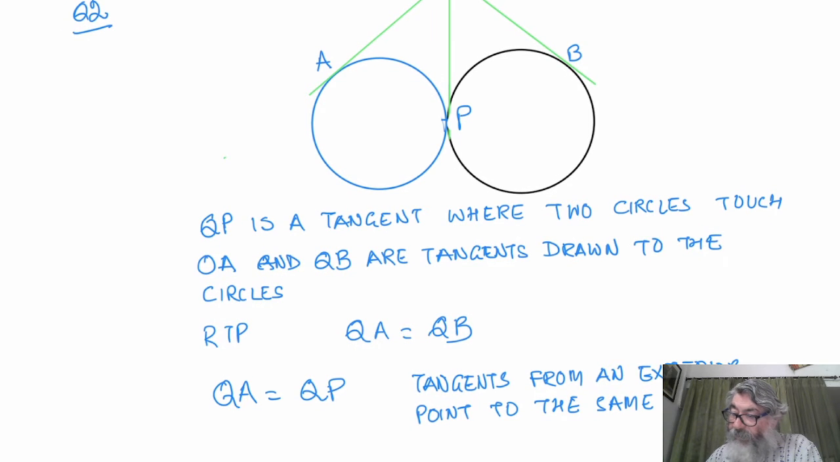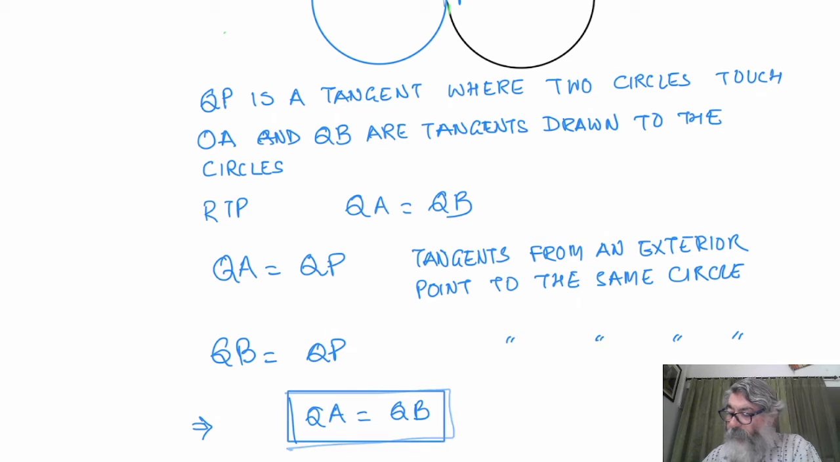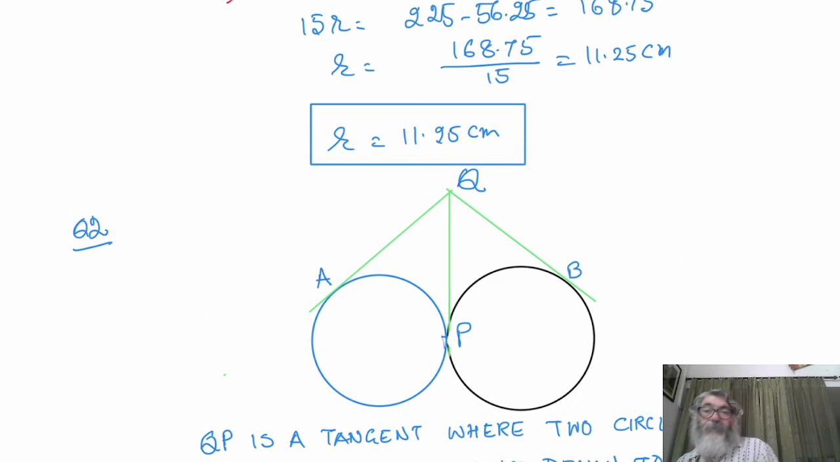Similarly, I would say that QB is equal to QP. The same reason: tangents drawn from an exterior point to the circle are of the same length. So QA is equal to QP and QP is equal to QB. So QP is the common side. That implies QA is equal to QB.